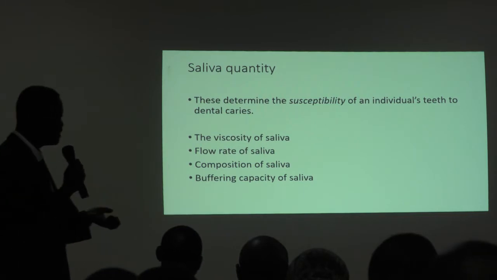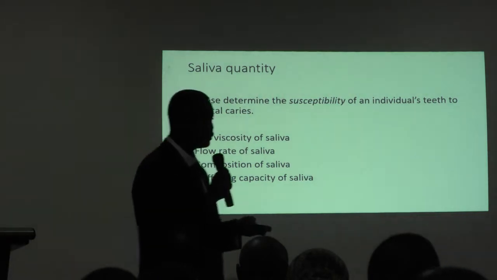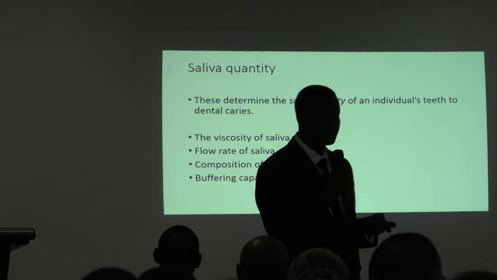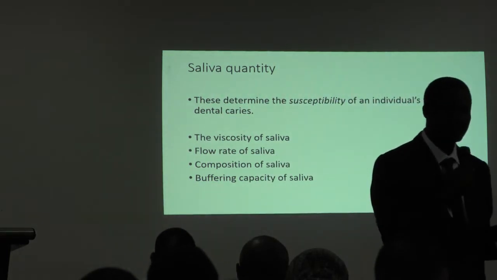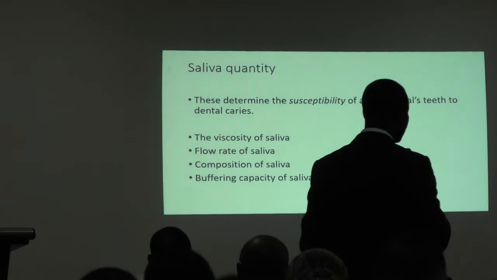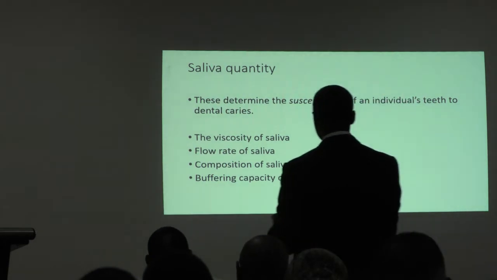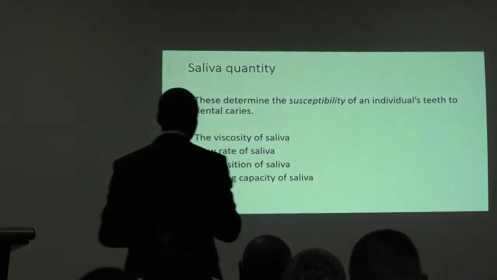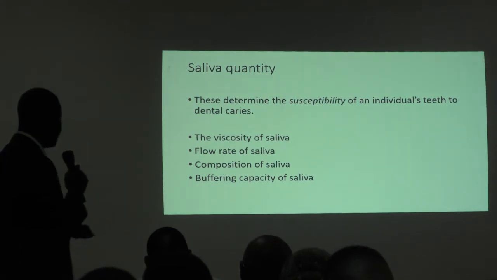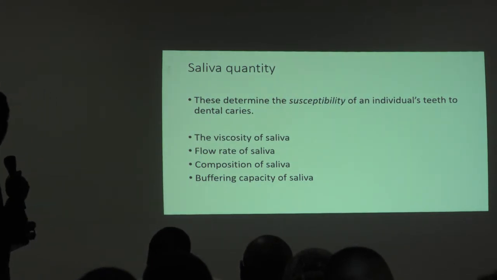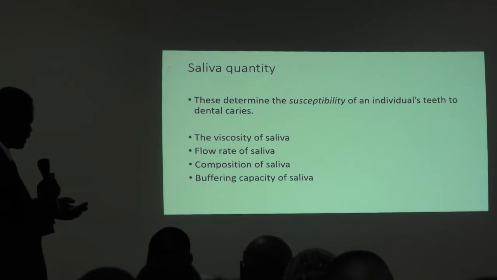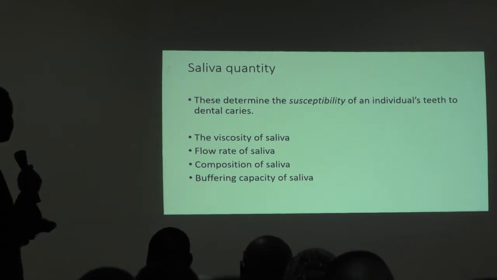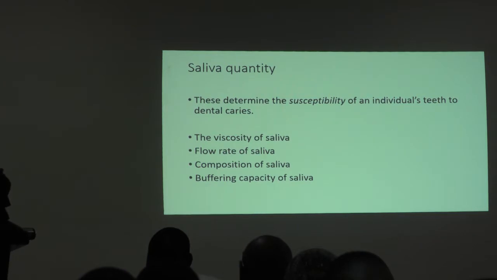Now the saliva, which I said, some people don't have a lot of flow because of certain conditions. Sometimes the flow is also a bit viscous, and that cannot clean the teeth well. So the saliva flow also plays a very important role in the formation of cavities. Its viscosity, its flow, its composition, as well as its buffering action, can all lead to development of cavities.